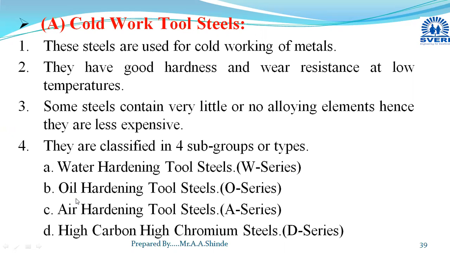Then the hardening of some tool steels is done with the help of oil quenching. Hence, these are named oil hardening tool steels, and these are denoted by the O series. This O stands for oil. This W stands for water, the medium used for the quenching to get the desired hardening effect.